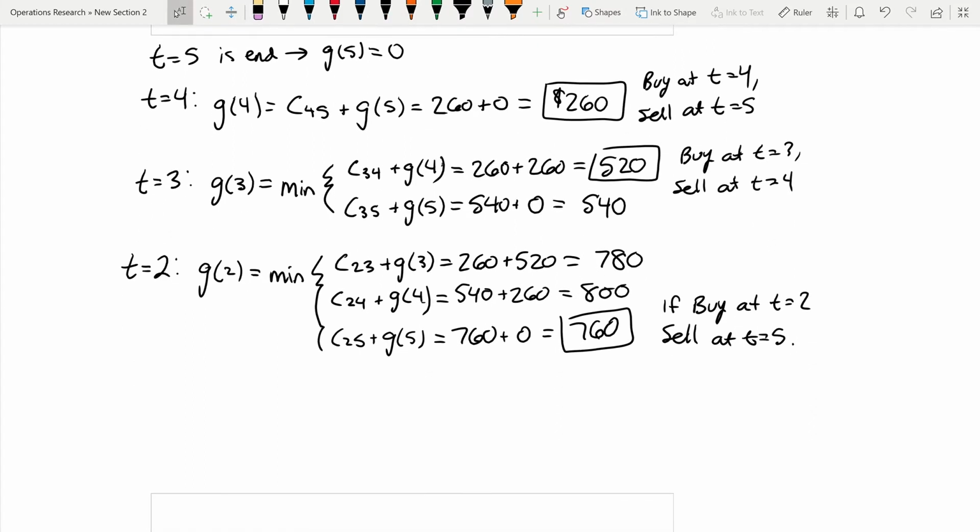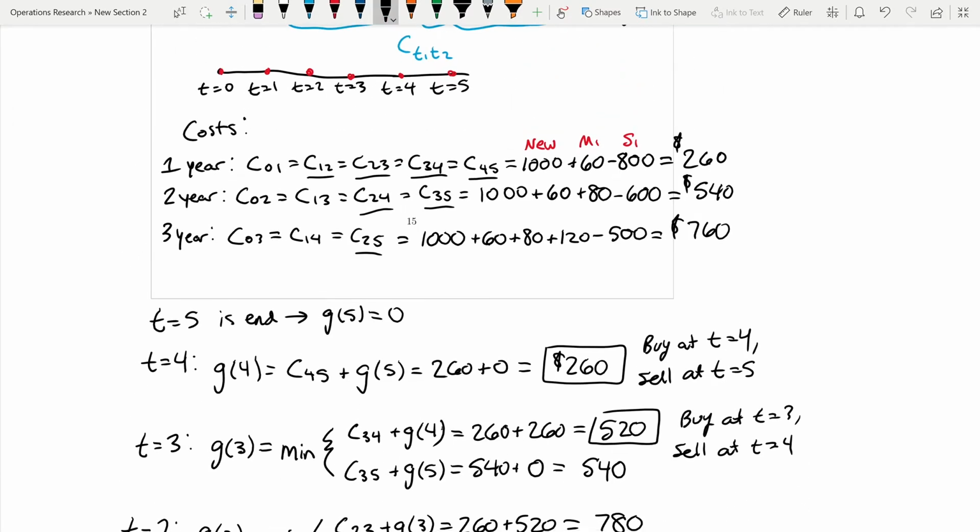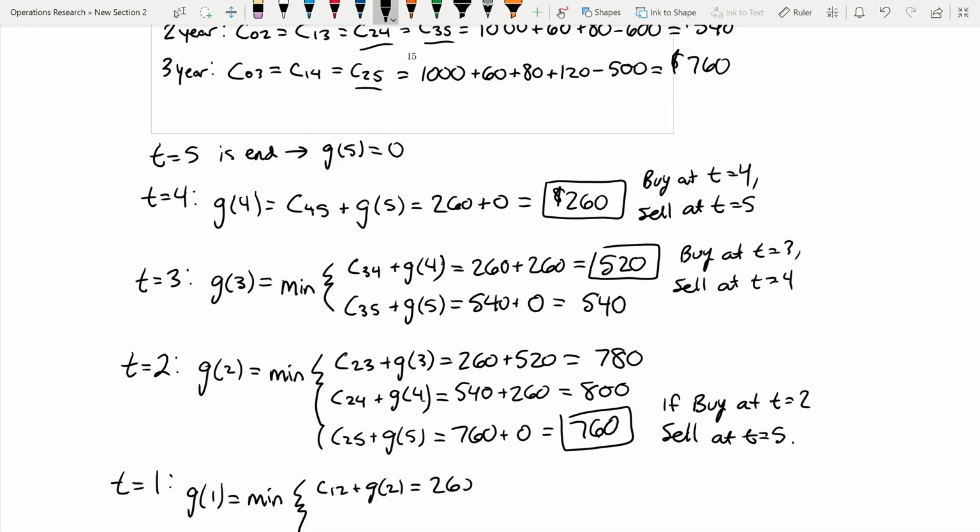Now we go back to time 1, G of 1, which is going to be the minimum of, we've still only got 3 options here because a machine can only last for 3 years as they defined in the problem. So we're looking to go from year 1 to year 2 and add G2. 1 to 2 is just 260, plus G2, which is 760 in this case. And that's going to give us a value of 1020.